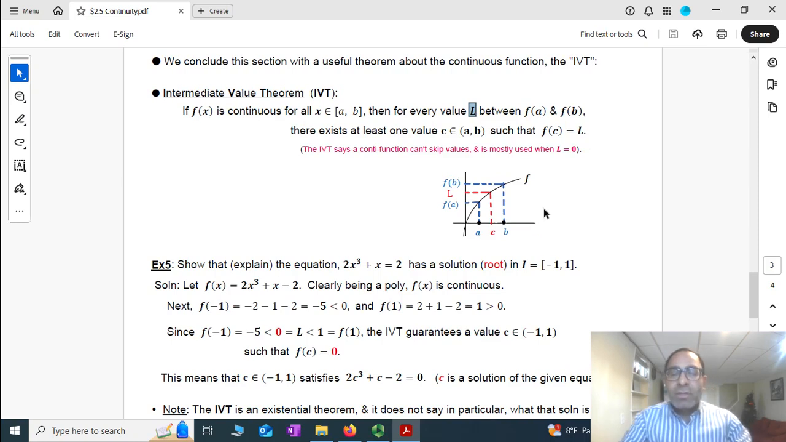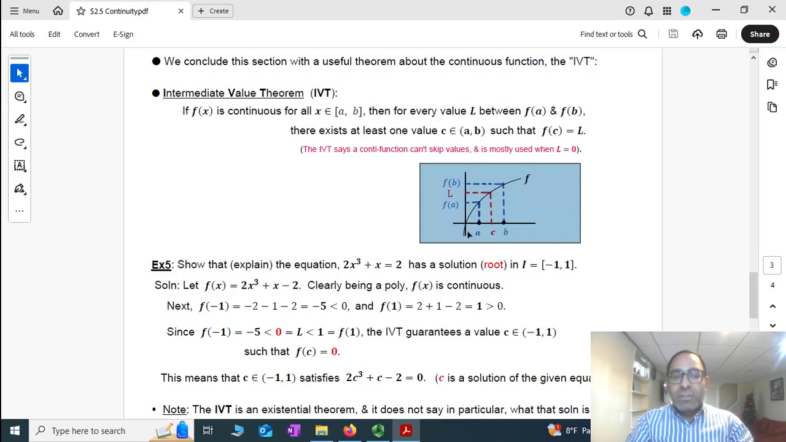So we can visualize this one here. In the picture, the function f is continuous. Let's say the closed interval is [a, b]. Then f(a) is this value, f(b) is this value, and let's say this number L is in between f(a) and f(b). Then obviously we can find at least one value c in between a and b, so that f takes that value c and spits out the value L. So it's clear from the picture.